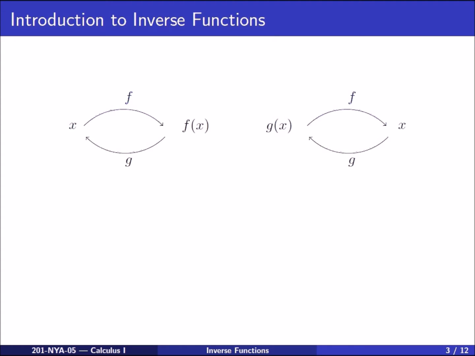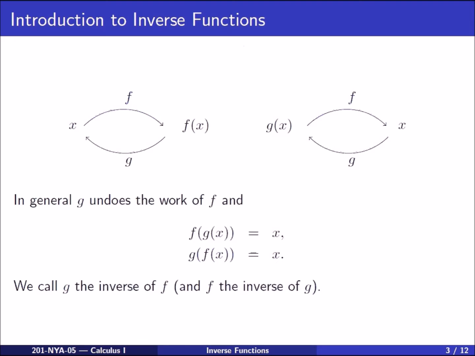So what I get from those two graphs is that f of g of x is x, but also g of f of x is x. So in some way, g undoes the work of f, but vice versa as well. So f undoes also the work of g. So we say that g is the inverse of f, but we could also say that f is the inverse of g.